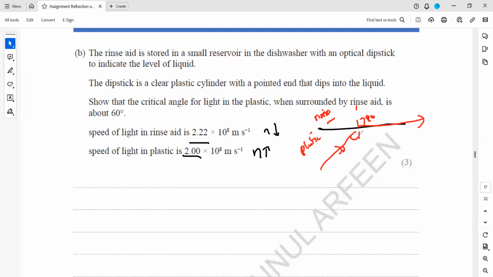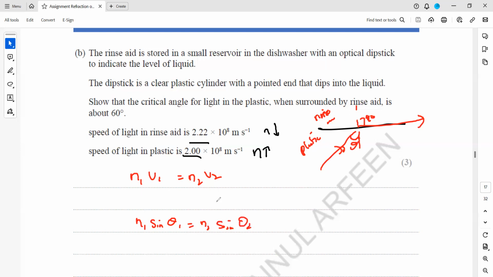We need this angle. So how can we work it out? We have the formula n1 v1 equals n2 v2, where v is the speed in a medium. So first we use this, and the other formula is n1 sine theta 1 equals n2 sine theta 2.